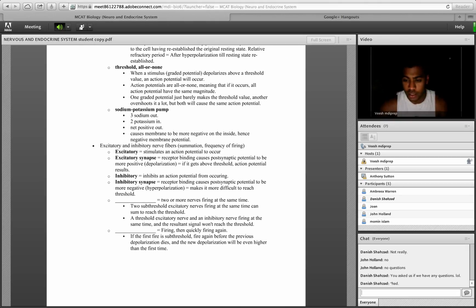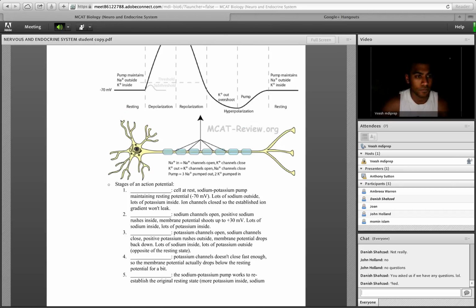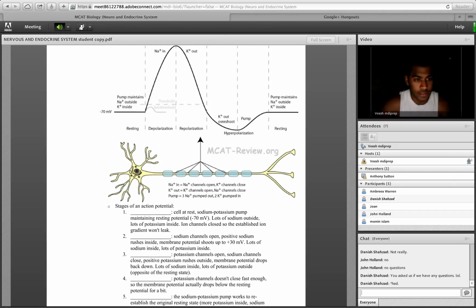Okay, so I already mentioned the whole all or none nature of the action potential, but I'll talk about it a little bit more. So it really depends on a threshold. So in this picture right here, you can see in that graph, there's a little dotted line that says the threshold. So during this depolarization stage, unless it goes above the threshold, then an action potential will not occur. And if it does, then it will occur. So that's why it's all or none.